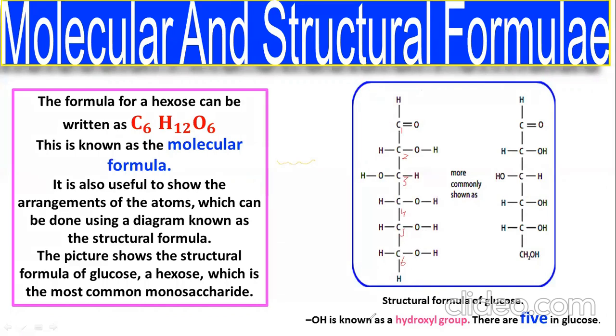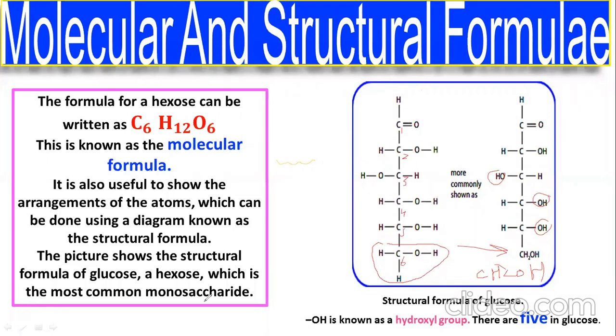In the structural formula of glucose, OH is known as the hydroxyl group. There are five in glucose, right? So this OH is what? The hydroxyl group in glucose. Okay, and this one you can see is just a split form of glucose, and this one they just wrote as CH2OH. Okay, so it means both are the same structure.